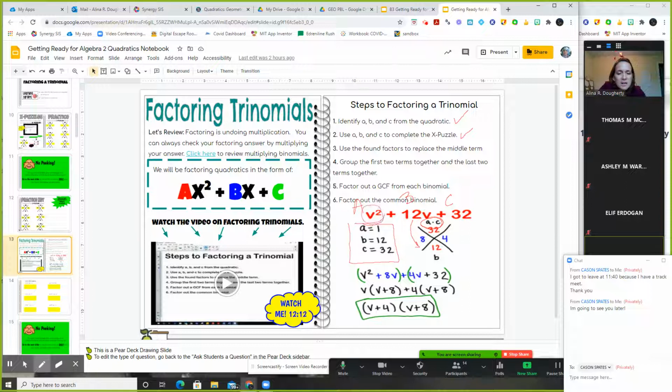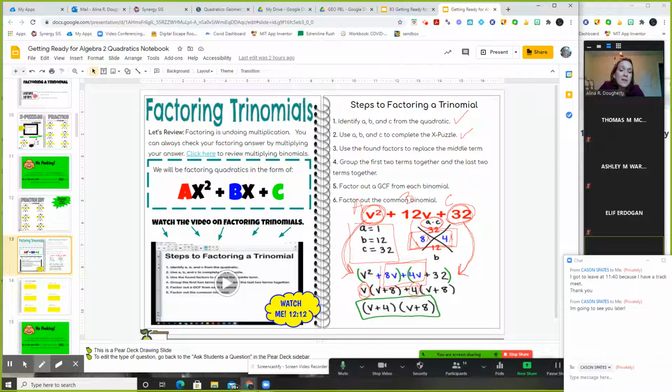This first term slides down to the beginning, and this second term slides down to the end. That is always, it doesn't ever change. And then this number in the middle of the X puzzle goes in the middle of our equation. Okay, so all you're doing is taking the beginning and putting it at the beginning, taking the middle and putting it in the middle, and taking the end and putting it at the end. After you do that, you need to take out a greatest common factor.